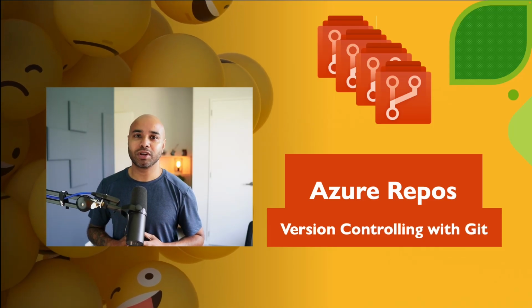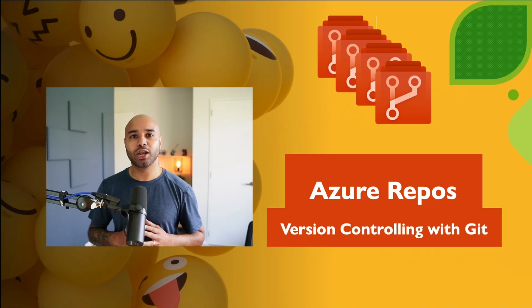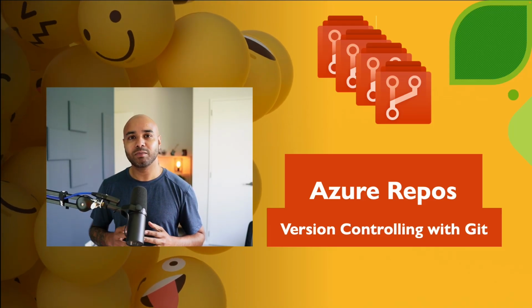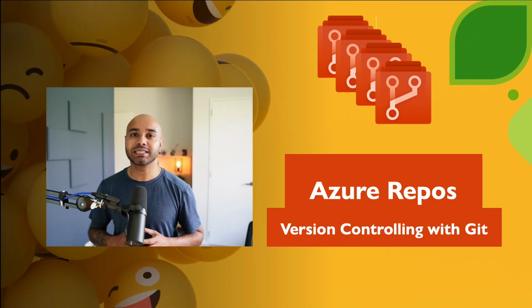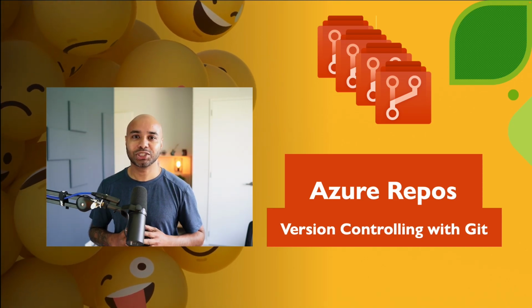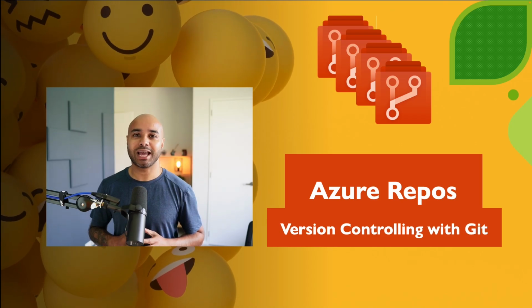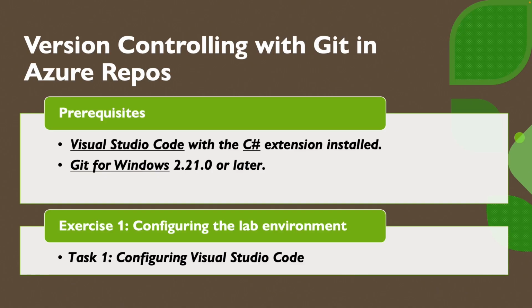In this lab exercise, we are going to learn how to establish a local Git repository, which can then be easily synchronized with a centralized Git repository in Azure DevOps. So let's go and learn how to do that. First, let's set up some prerequisites.